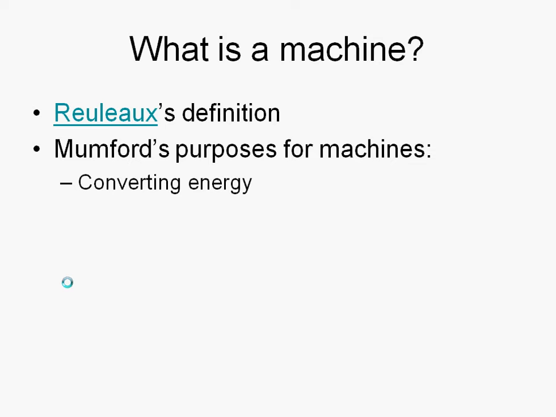The next one is performing work. The printing press is a great example of this. The printing press performed work that was once done by scribes in reproducing written works, and obviously did it in a much more efficient way.